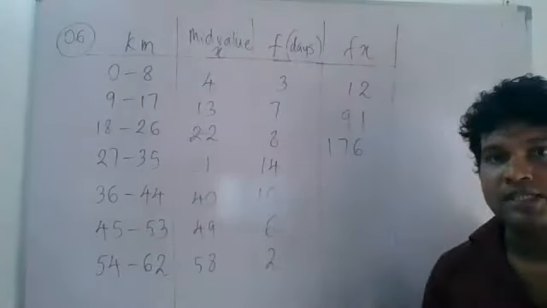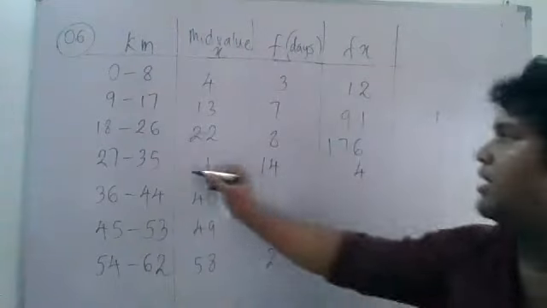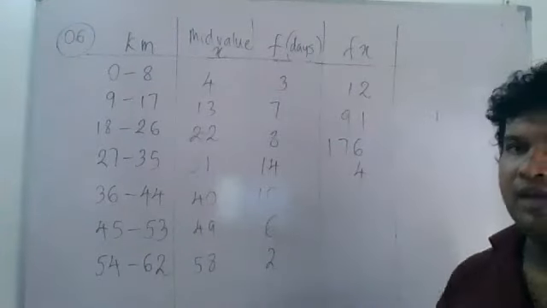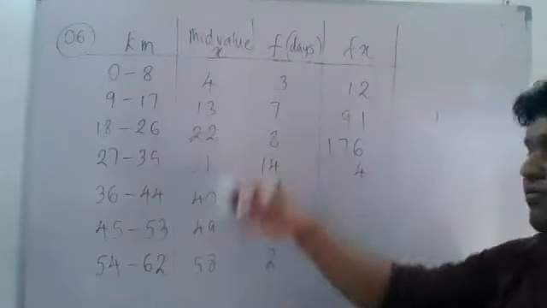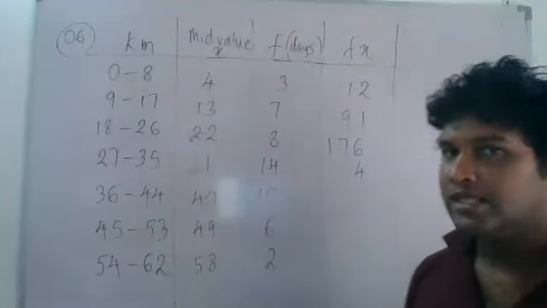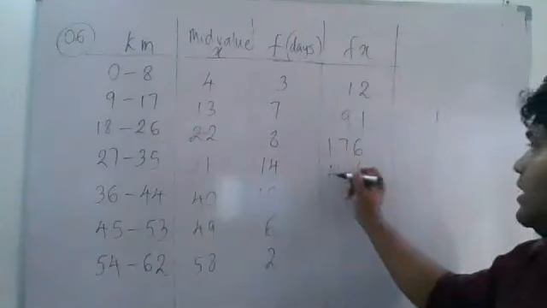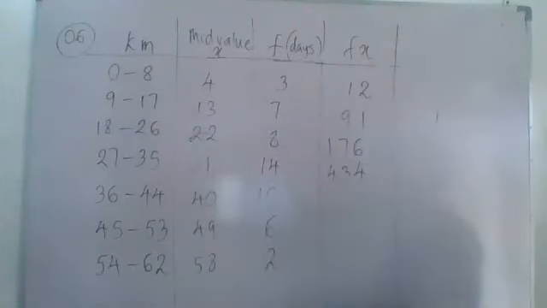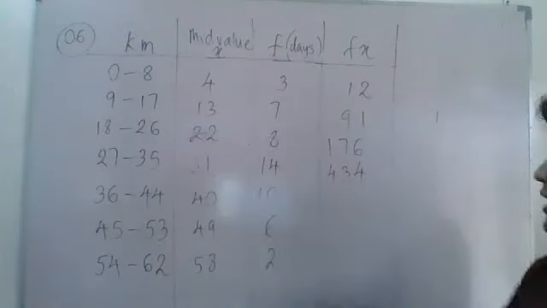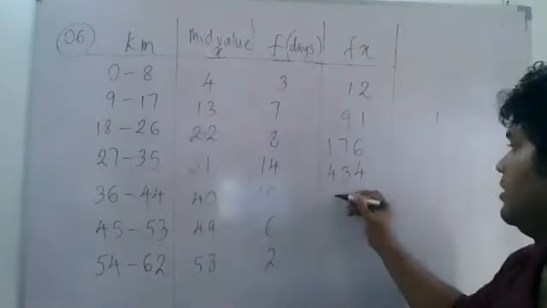14 times 1 is 14, and 14 times 3, you know 14 times 3 is 42. You can multiply that: 7 times 3 is 21, just double it, 42. So 434 kilometers has traveled in 14 days, not in 1 day. Right. 10 times 40 is 400, and 6 times 9 is 54.